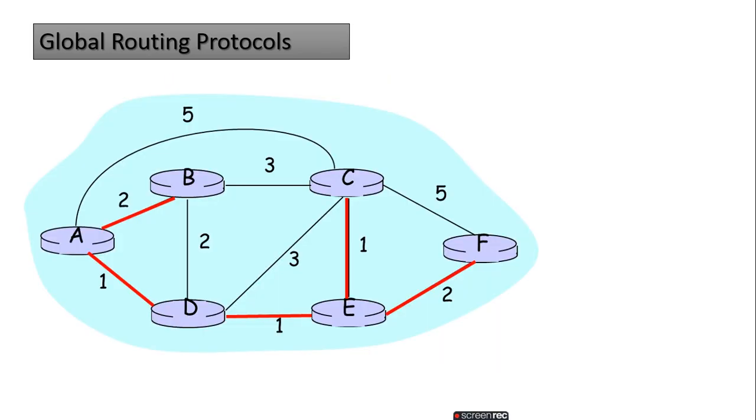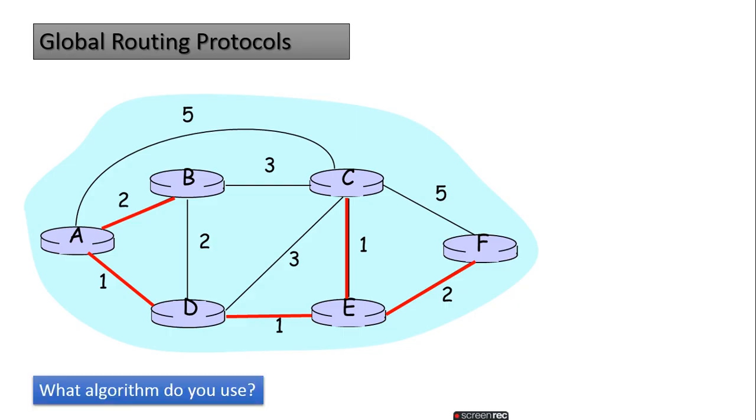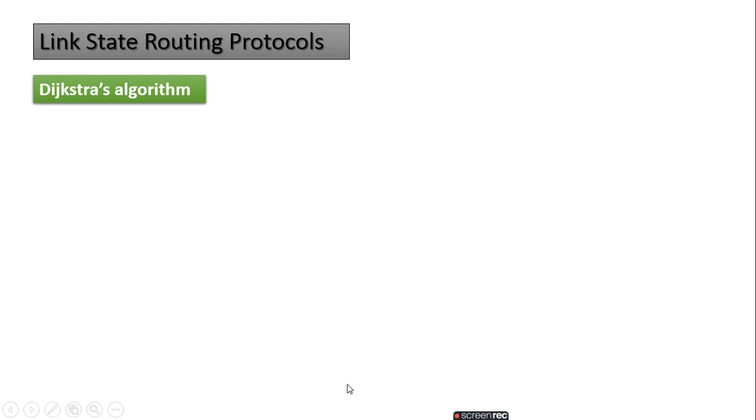Now let's get back to our lesson with an example. What algorithm do you use in order to calculate a path between these routers? So let's move on with the link state routing protocols.